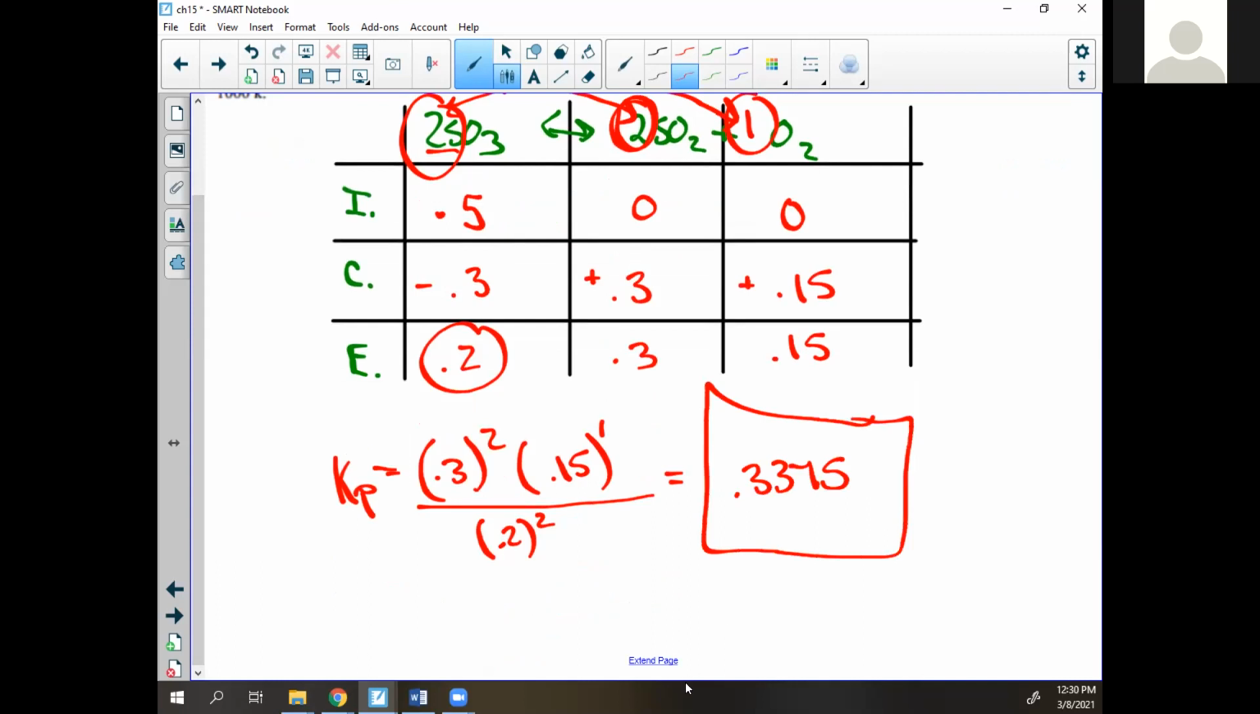Can we do one where we have to convert the KP to the KC? Okay, sure. What's KC then?